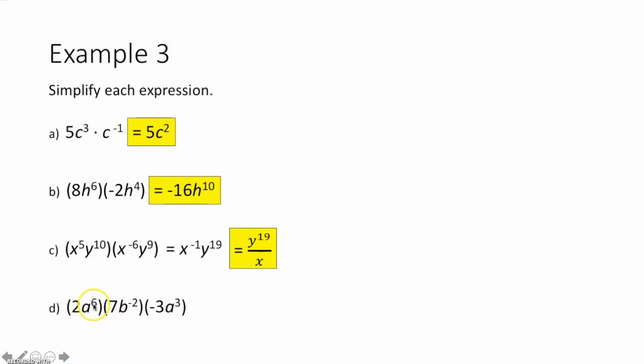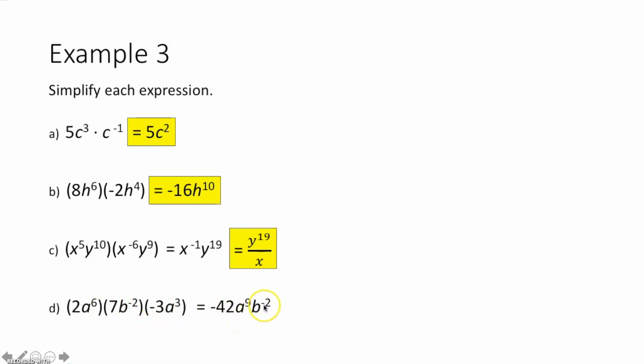Next, we multiply a to the 6th times b to the negative second. Well, this is a, this is b, so those are not like bases, which means we're not going to add those exponents together. We just leave it a to the 6th times b to the negative second. Well, what about a to the 6th times a to the third? Those are like bases, so yeah, we can add those exponents together. So a to the 6th times a to the third is going to be a to the 9th power. So this becomes negative 42, a to the 9th, b to the negative second.